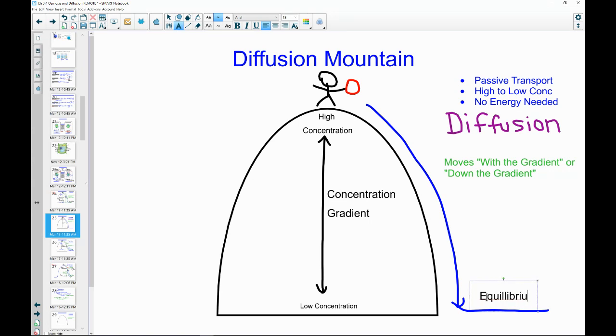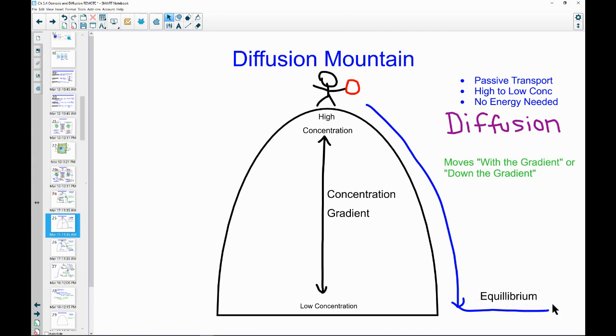When we get to the land of equilibrium, movement doesn't stop. Our molecules are in constant motion, but there's no more change in concentration. We've reached isotonic, equal concentrations. There's no gain or loss of mass. There's no gain or loss. There's an equal movement in both directions.